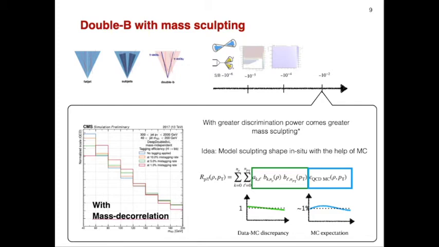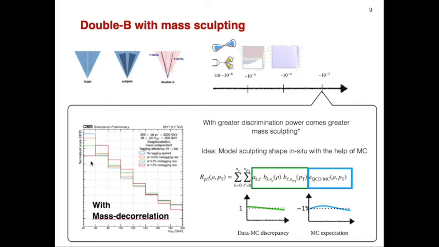However, with greater discrimination power comes greater mass sculpting as well. There are residual mass correlations even after trying to mitigate it with the penalty terms in the loss function during training. So after the decorrelation, there's still residual sculpting. This makes using the more powerful decaying analysis also more complicated.